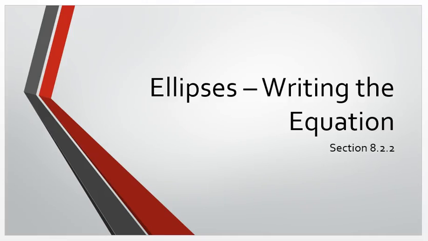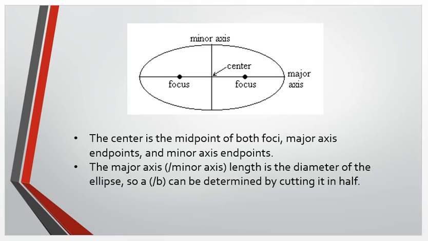Now for the second part of the Chapter 8, Section 2 notes on ellipses, we're going to work backwards: if you are given some of the components, being able to write the equation. Here's the graph, which I know I showed you on the last section of notes as well, but I am adding some new comments that will be helpful for when we're working backwards.